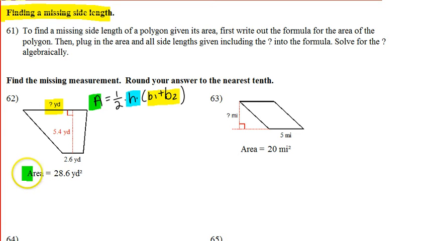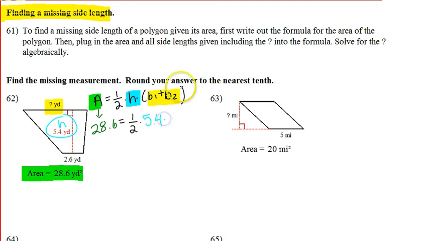My area is given to me in the problem, 28.6. So I'm going to write that in to the area portion. That area becomes 28.6 equals 1/2 times my height. My height I need to identify. My height connects the two bases. So my height is 5.4. So 1/2 times 5.4 times, in parentheses, we have our base 1 plus base 2.